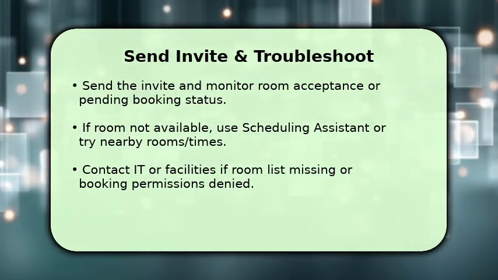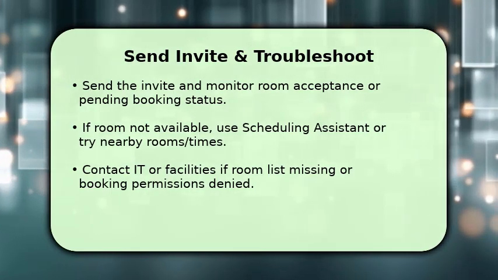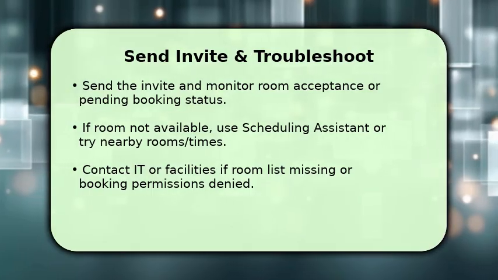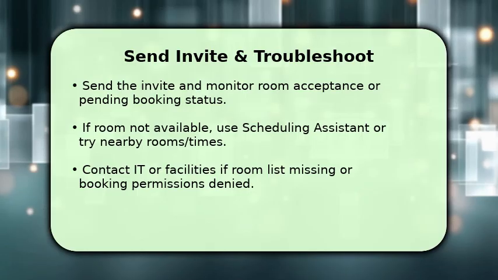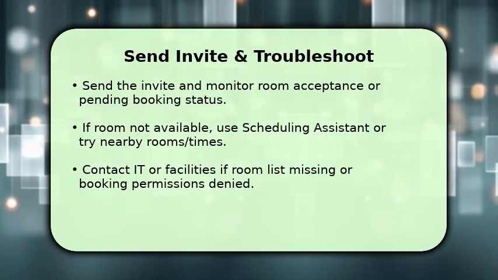If the room stays unavailable, use the scheduling assistant to propose a different slot or pick a nearby room with similar features. If you can't find rooms or get permission errors, contact your IT admin or facilities manager for booking rights and room direct.